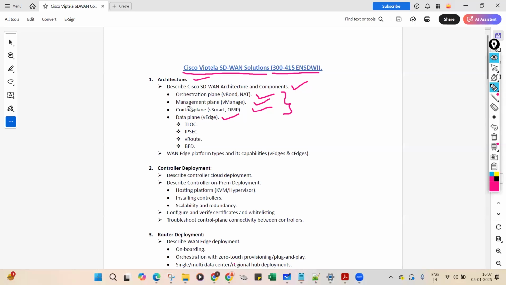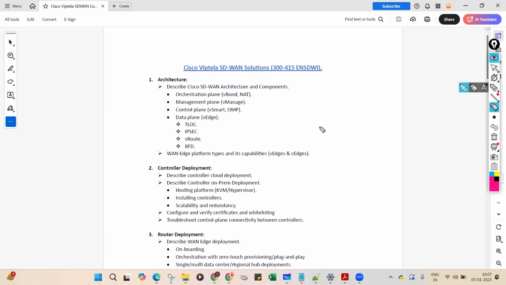Okay, so vBond manages the authentication and the orchestration plane for the SD-WAN fabric. When I talk about vManage, it is the heart of the SD-WAN fabric and is responsible for the management plane. And vSmart is the brain of the SD-WAN fabric and is responsible for handling the control plane information. We will be discussing the deployment of these controllers in depth in this course.